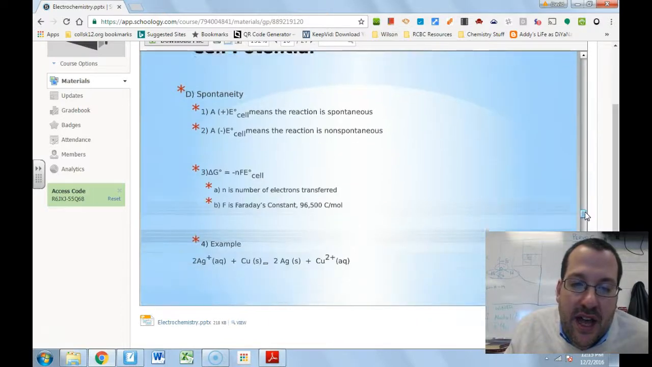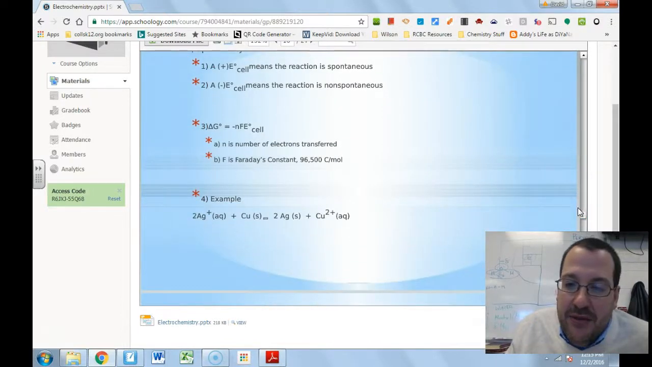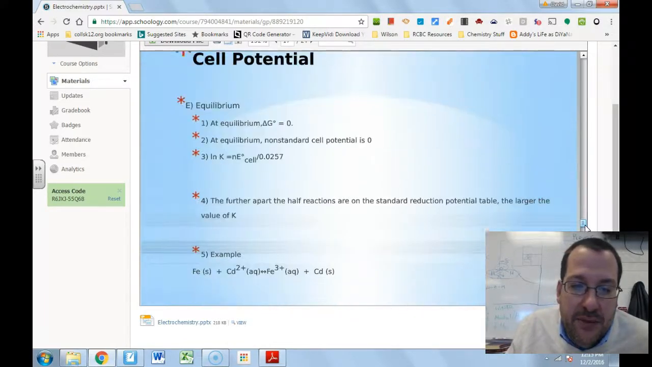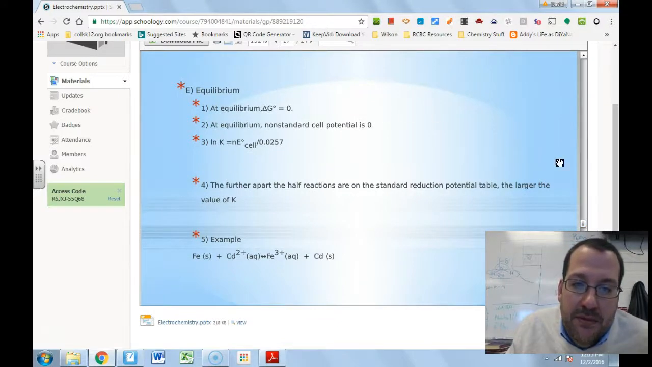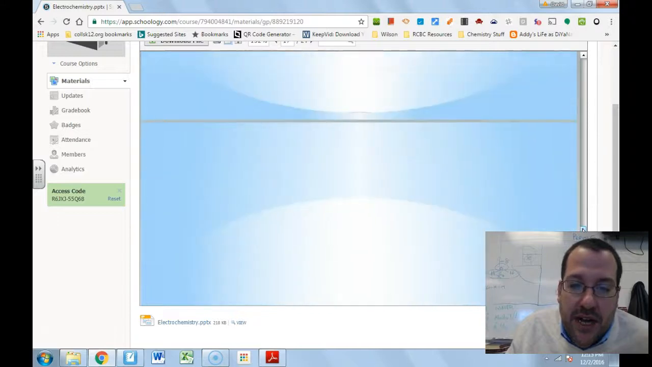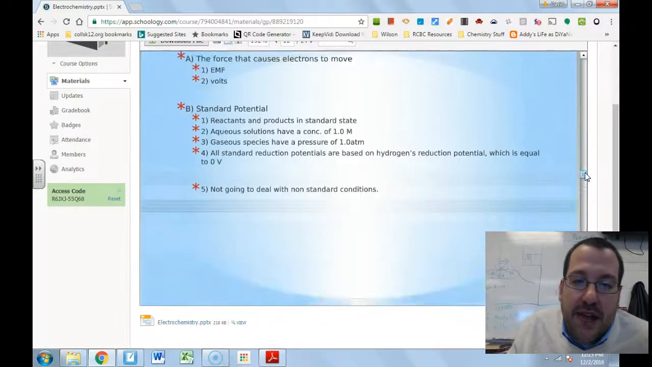And the last thing that you're going to have to do is relate cell potential to spontaneity. Remember, spontaneity can be related back to delta G, and there's a relationship between delta G and the equilibrium constant. So you're going to go from cell potential here to the equilibrium constant. There's a lot of neat, crazy things going on. And then there's a whole bunch of blank slides after that.